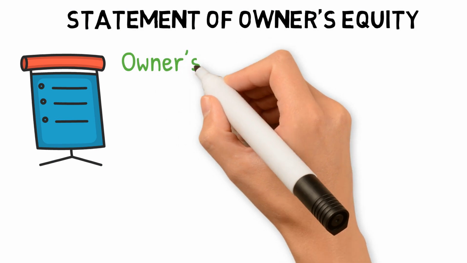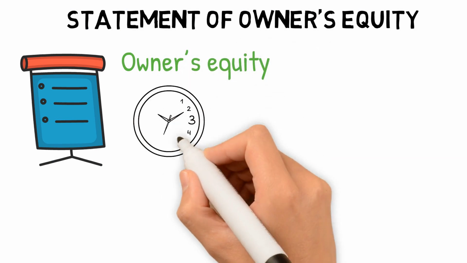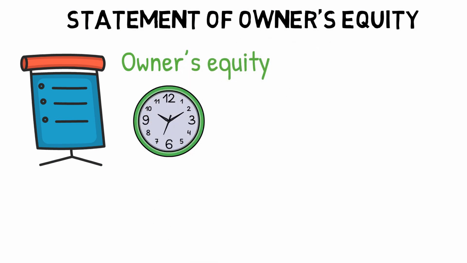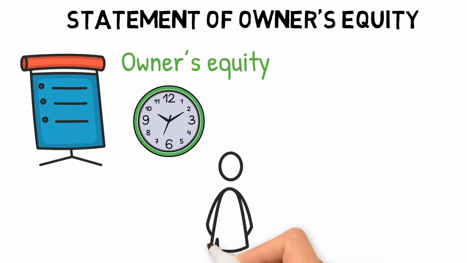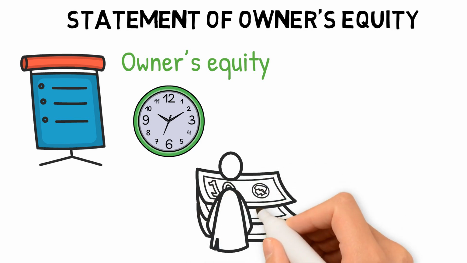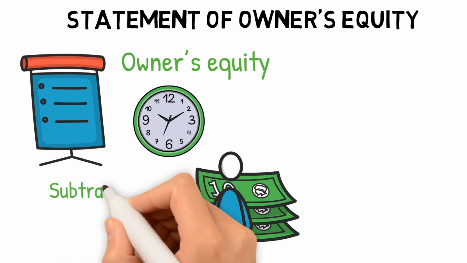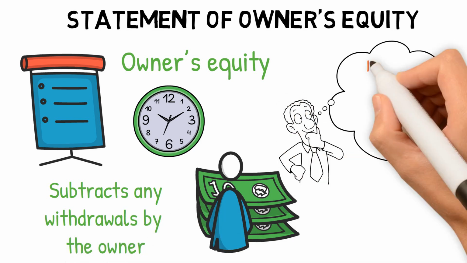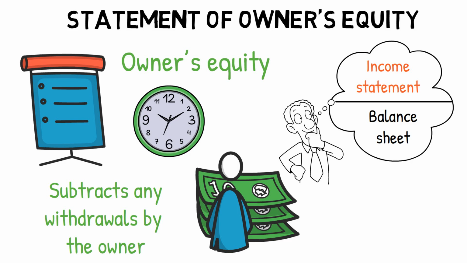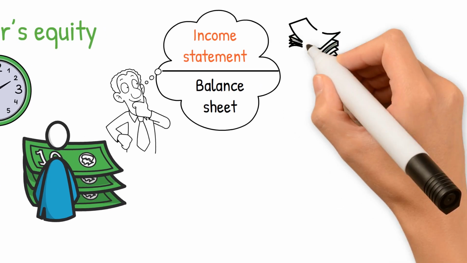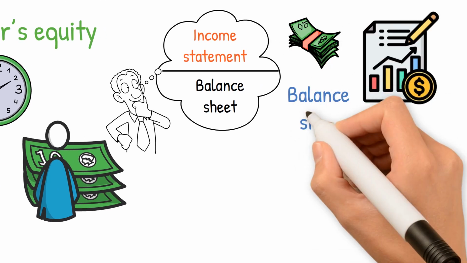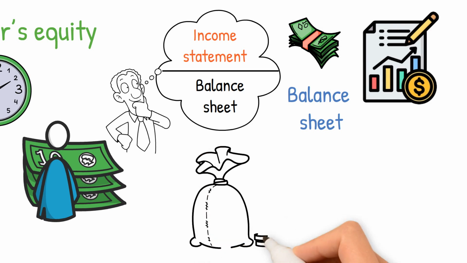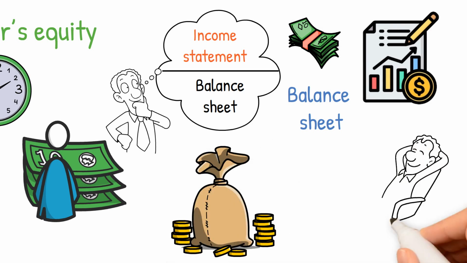Next is the statement of owner's equity. This statement shows changes in the equity portion of the balance sheet over a reporting period. It begins with the owner's equity at the start of the period, adds net income, or subtracts net loss from the income statement, includes any additional investments by the owner, and subtracts any withdrawals by the owner. Think of the statement as a bridge between the income statement and the balance sheet. It links the net income from the income statement to the equity section of the balance sheet, demonstrating how profits are either retained in the business or distributed to the owners.